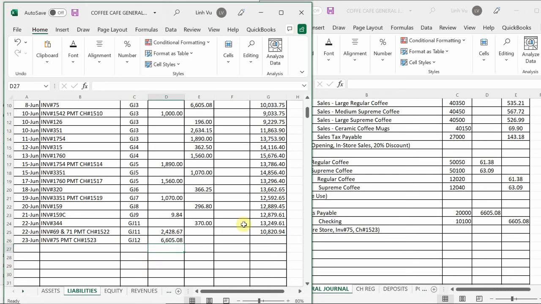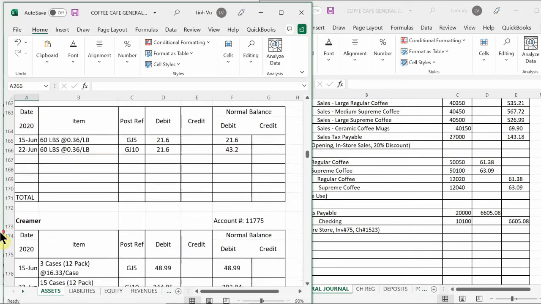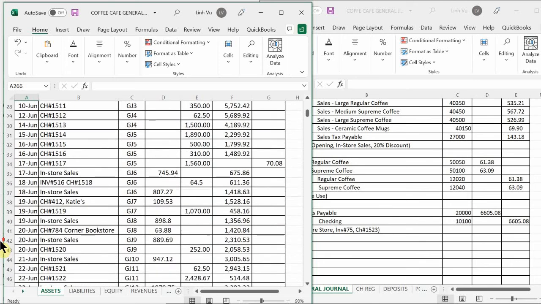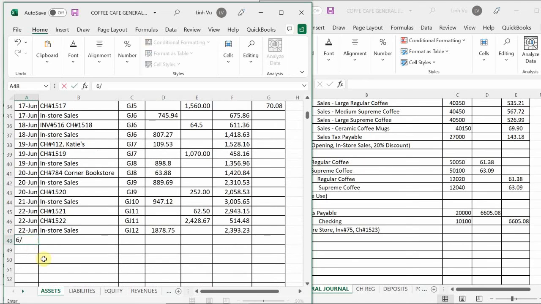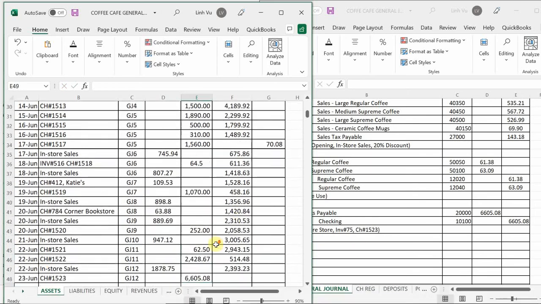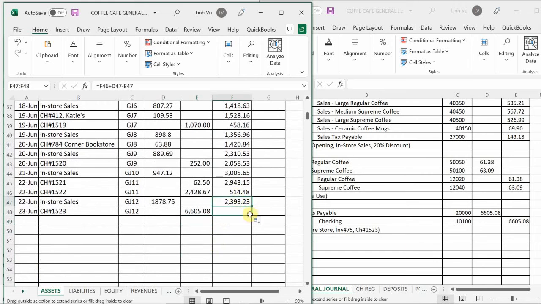So how much is our liabilities now? $4,215.86. Good. And then last but not least, we got to go to our checking account. Here we go. Check number 1523, General Journal 12. So therefore, we wrote 6,605.08. So then what happened to our checking account? Negative 4,211.85.